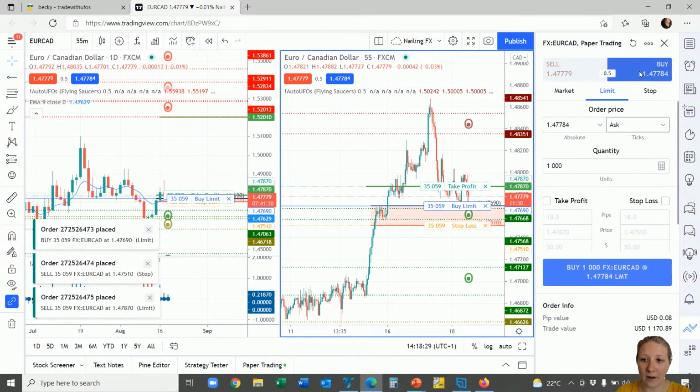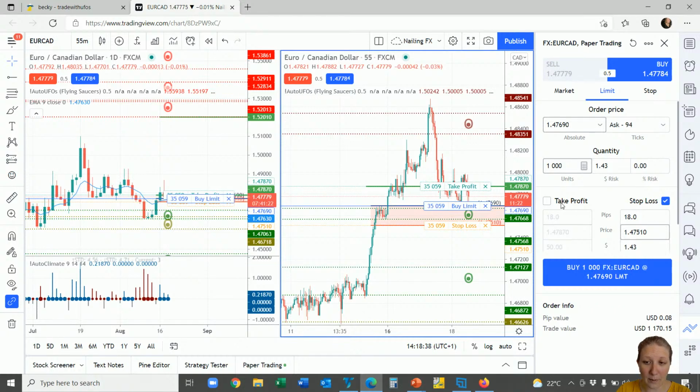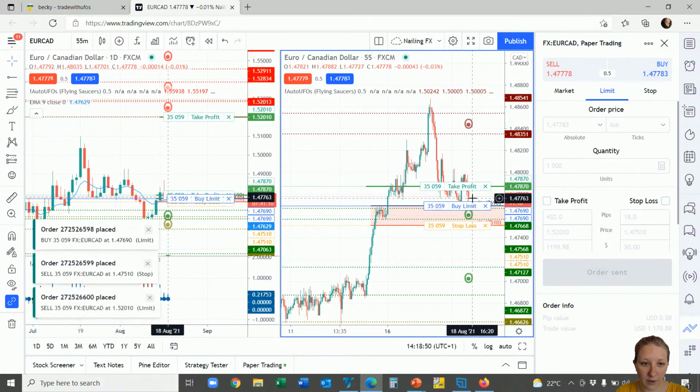And then we'll put in our second target as well. It's the same situation. 1.4769 is our entry. Stop loss is the same, it's remembered it. And our profit, we're just going to type in this number, which is 1.5201. Again, risk $50. And there we go. That trade has gone in.